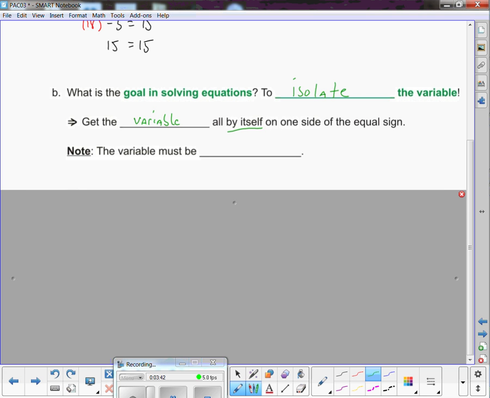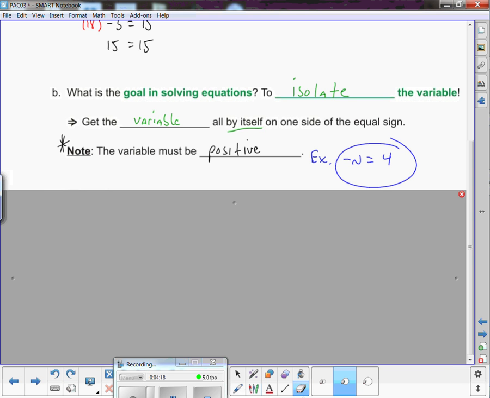Now, be careful here. Note, the variable must be positive. Occasionally, students will solve an equation and they'll end up with something like this. You don't need to write it, but here's an example. They'll get to a point where they'll have negative n equals 4, and they circle their answer. Well, they're not done. And they might say, but I isolated the variable. Well, when we say isolate the variable, we want you to get it all by itself on one side of the equal sign, but we also need it to be positive. And in this case, it is not positive.